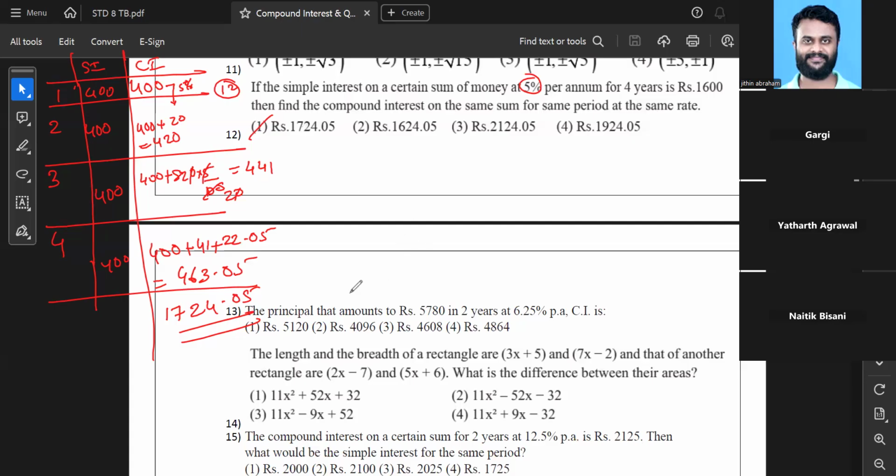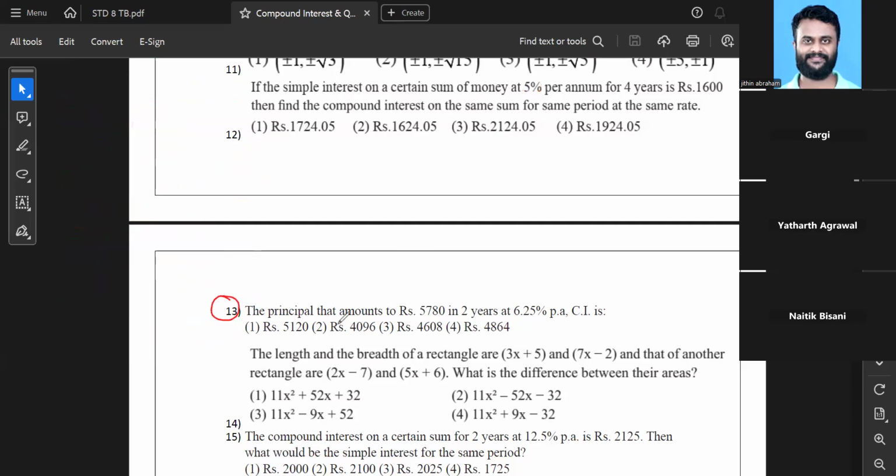Okay, going to the next one. The principal that amounts to 5780 in 2 years at 6.25 percent per annum compound interest will be how much?